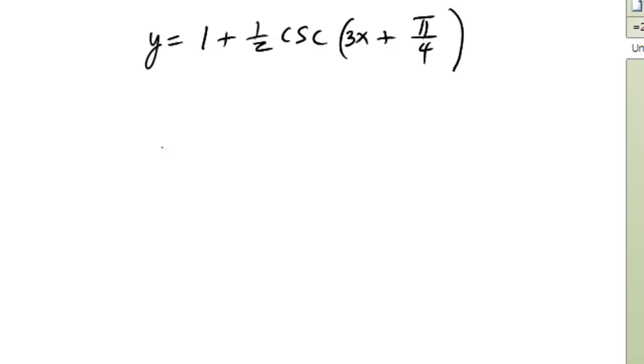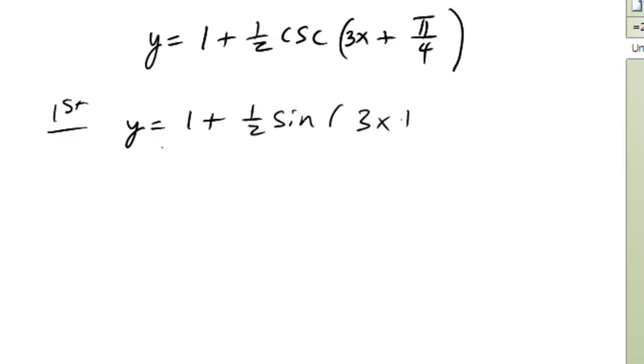And so what we'd like to do first is sketch the graph of sine. So let's look at sine first. If I look at y equals 1 plus 1/2 sine of 3x plus pi over 4, I get all the information I need for that. So the vertical shift here is equal to 1. Okay, so the absolute value of a is equal to 1/2.